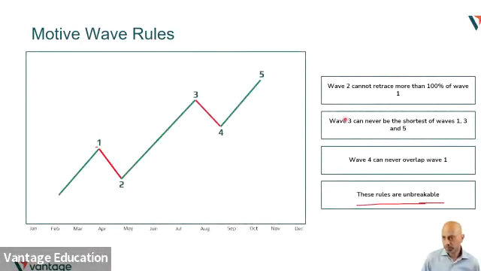Remember, wave 2 cannot retrace more than wave 1, so it cannot go below the starting point. Then wave 3 cannot be the shortest, so wave 3 has to be longer than wave 1 or longer than wave 5. It can be longer than both of them, that's fine, but it has to be longer than at least one of them. And the final one is wave 4 can never overlap wave 1. This corrective move down here cannot drop below this resistance level. This was a swing high resistance, which then became a support. So wave 4 can never go under the support level.